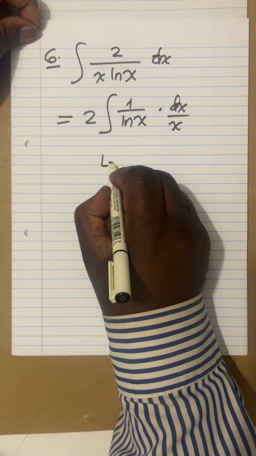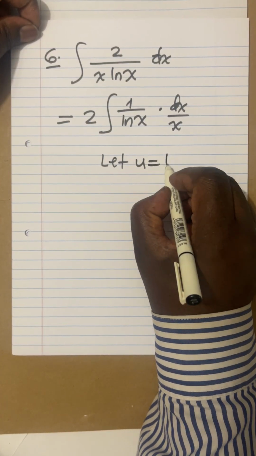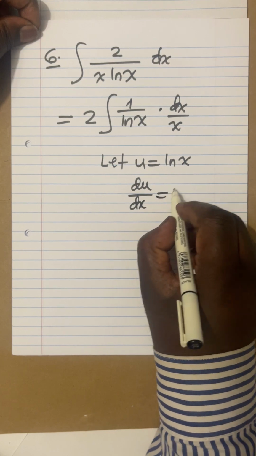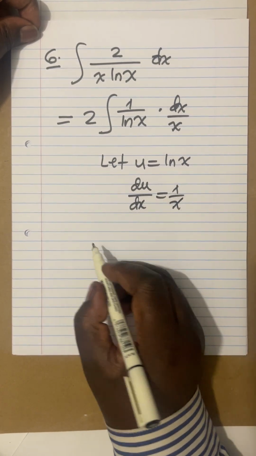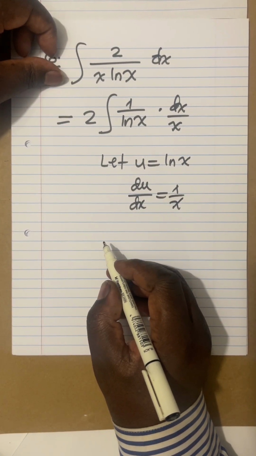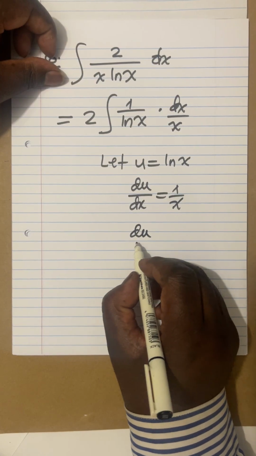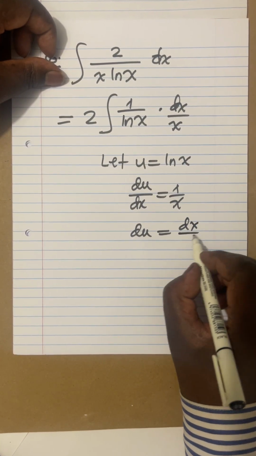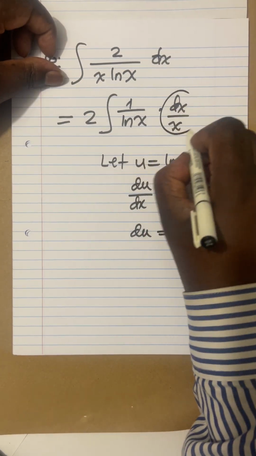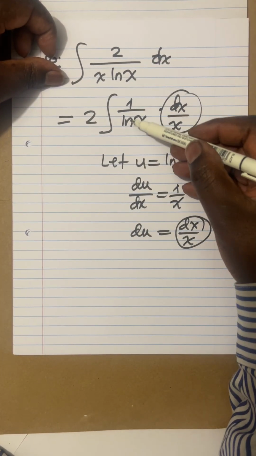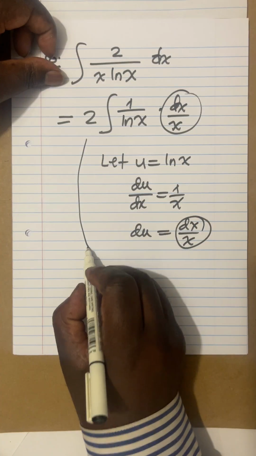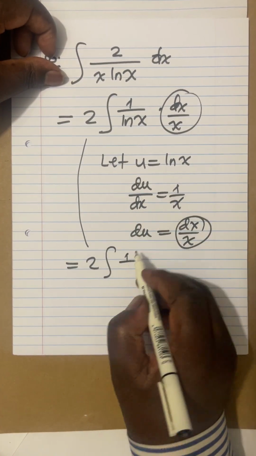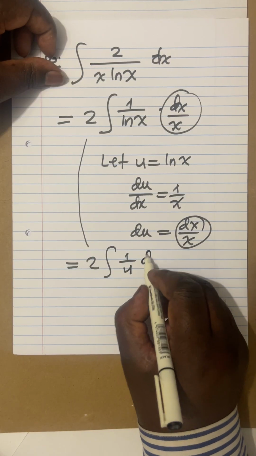At this stage, I'm going to let u be equal to natural log of x, and therefore du dx equals 1 over x. Multiply both sides by dx. You're going to have du is equal to dx over x, and this expression is that expression there. So I'm going to have du there, 1 over u, and then 2 outside. So this integral then changes to 2, the integral of 1 over u du.